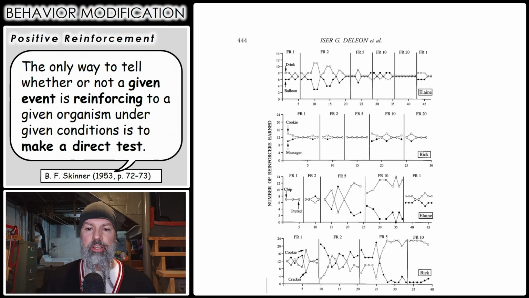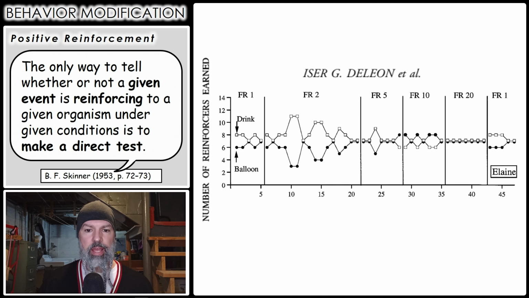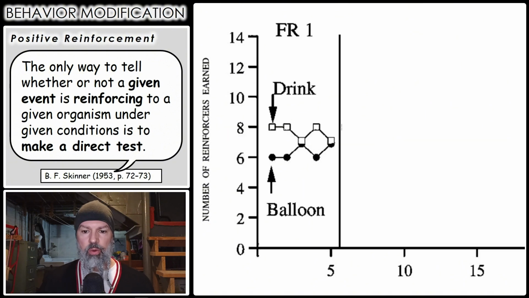So we're going to take a look at the results here. And this time we're going to focus in on Elaine. So let's zoom in on Elaine and we'll enhance. And we have a bunch of different stages here of treatment. So let's go in on that first stage. So what we have there on the x-axis is, again, we have sessions. What we have there on the y-axis is the number of reinforcers earned.